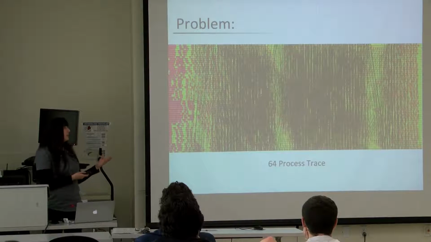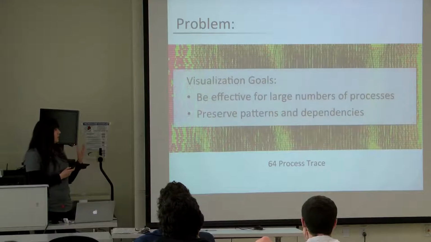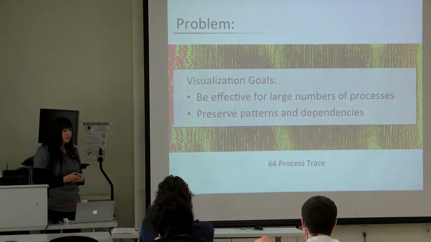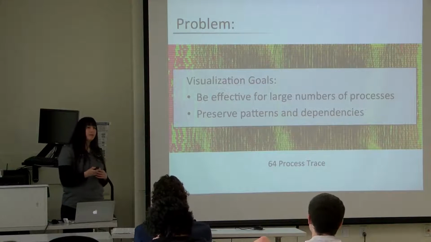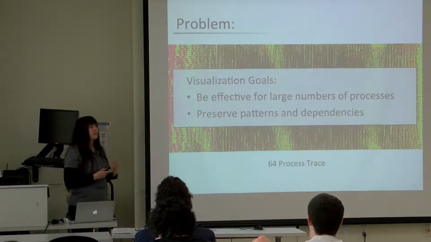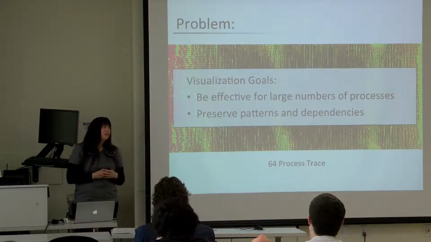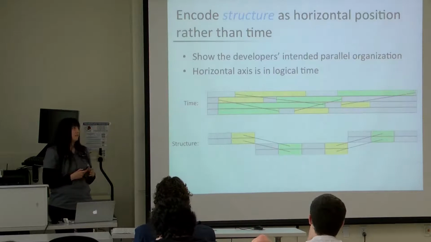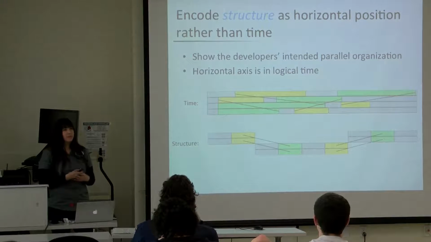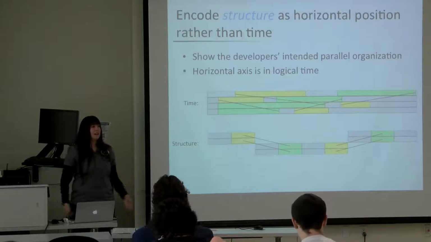So we came at this and we thought, okay, tracing is half of what we do in measuring performance. We really want something that's going to actually work for a large number of processes. And we want to preserve these patterns of dependencies, these messages. We still want to have the ability to explore them. So what we decided to do is switch these timelines to something called logical time, because we wanted to show something about the structure. Because the first thing you might want to do when you see that trace is, what is this supposed to be telling me at all? What is going on?